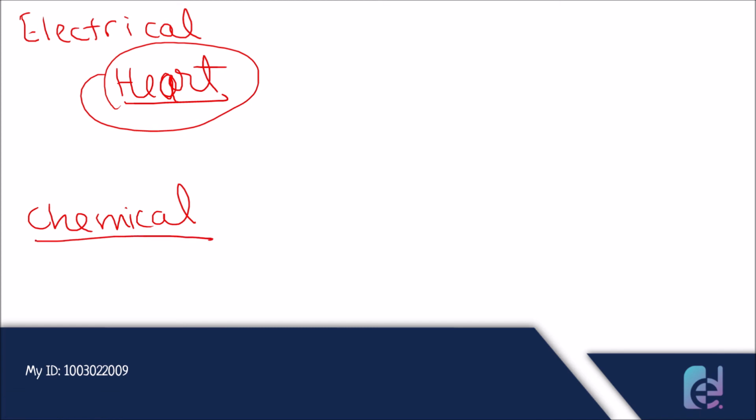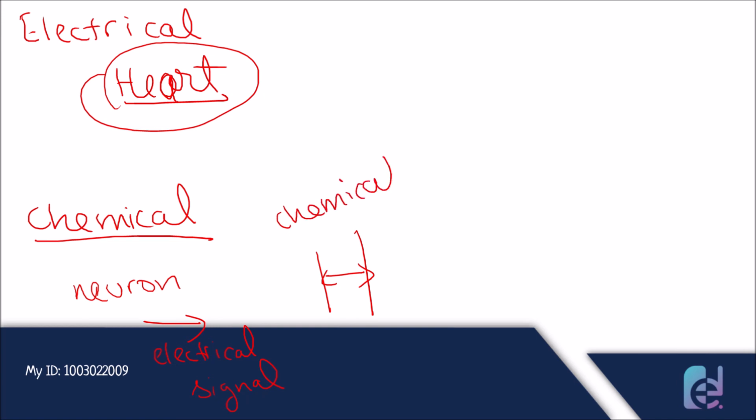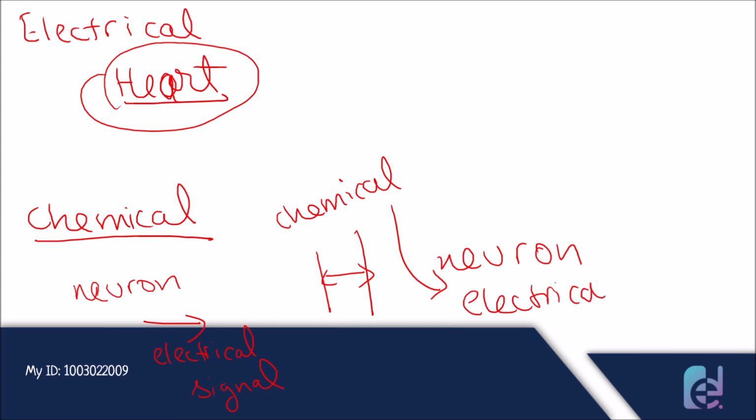chemical synapses are there. What chemical synapses are: if this is one neuron, it has an electrical signal going this way. Before hitting the synapse, which is basically like a break in neurons, this electrical signal is converted into a chemical signal. And then this chemical signal, once it enters another neuron, gets converted back into an electrical signal.